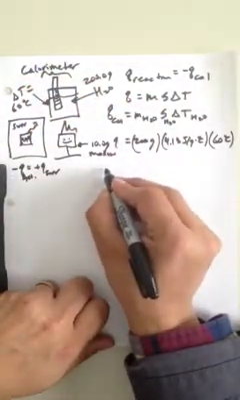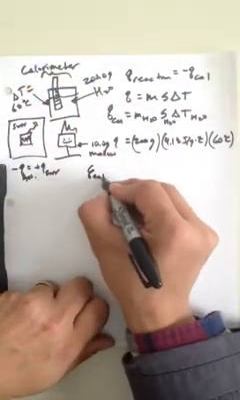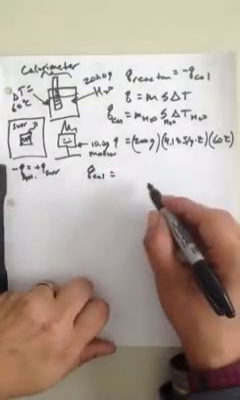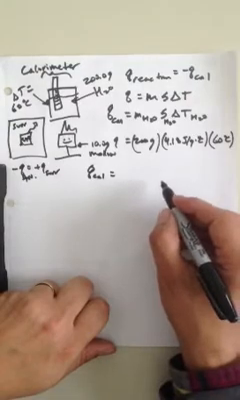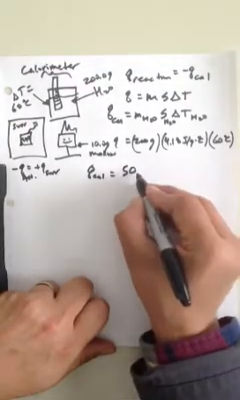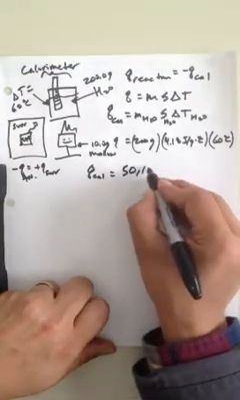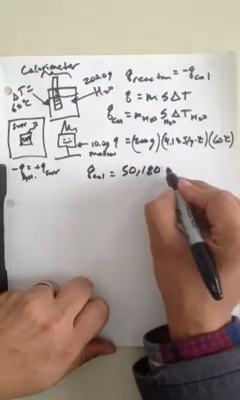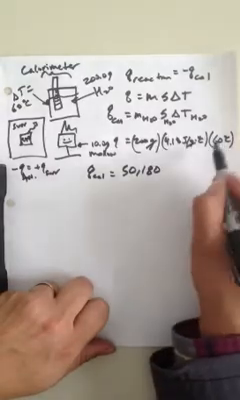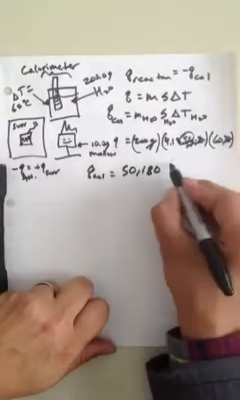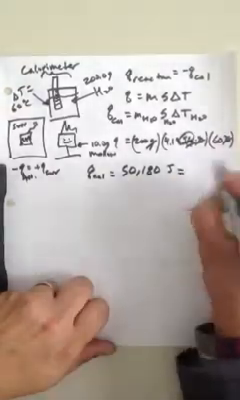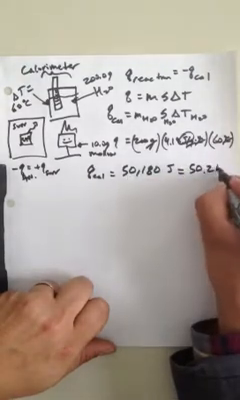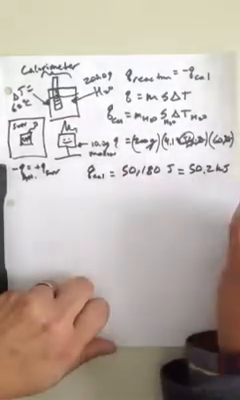So you do your math. So the heat that this calorimeter is absorbing, what did I get? Something like 50,180. And the units, grams are going to cancel, Celsius are going to cancel, and we're left over with joules. And we usually convert this to kilojoules. So 50.2 kilojoules, because we have three significant digits.